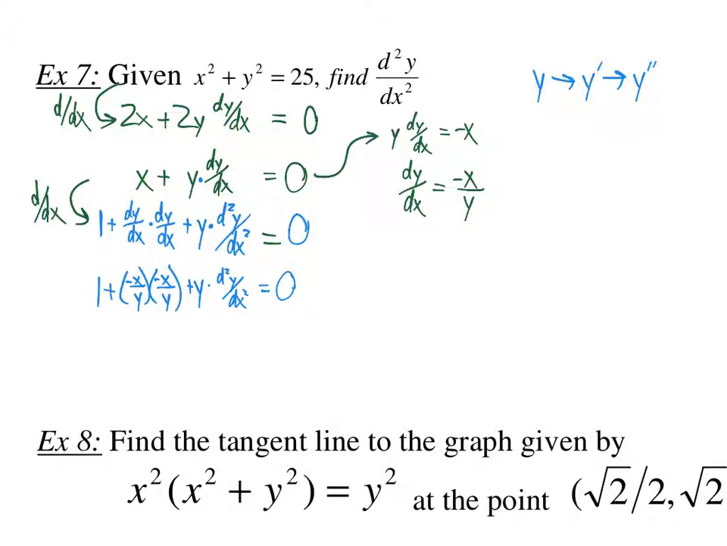Okay. All right, so now we need to do some simplifying here. I'm going to go ahead and subtract 1, so that's going to be a negative 1. This is an x squared over y squared plus y. So I'm going to subtract that as well. So y times d squared y dx squared is -1 minus x squared over y squared.